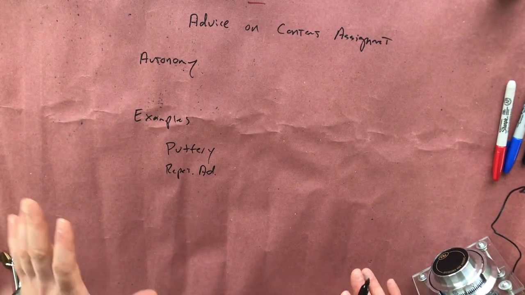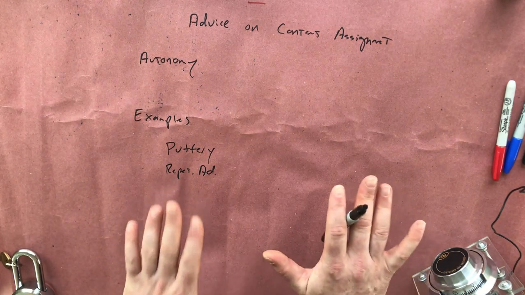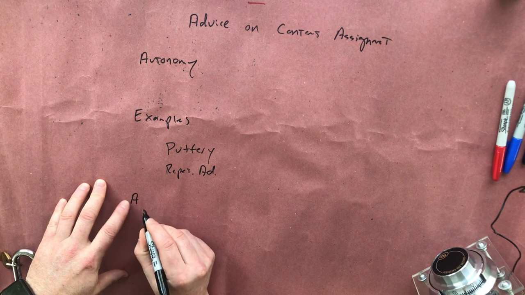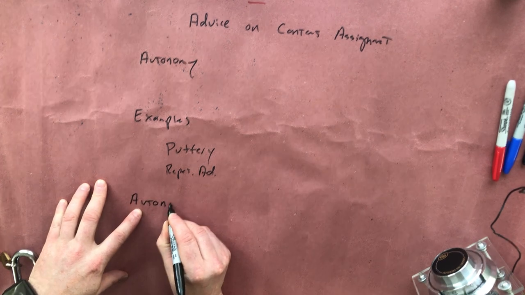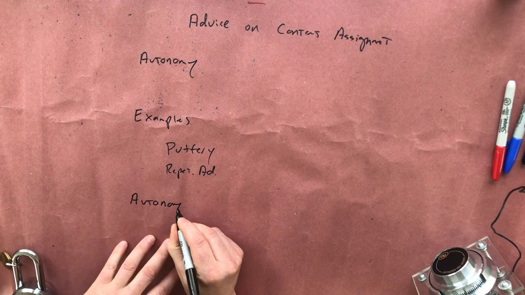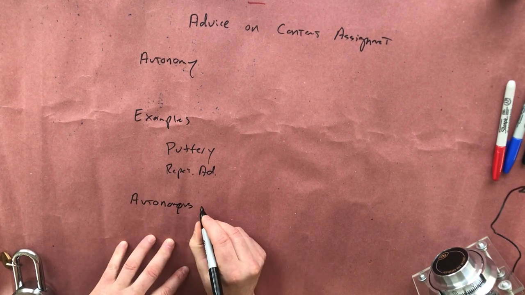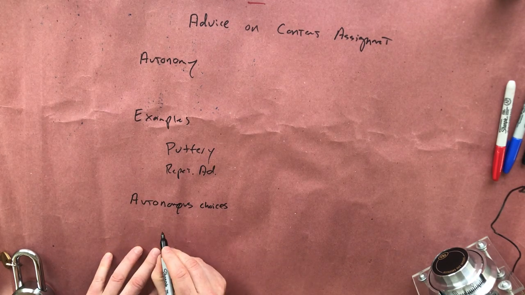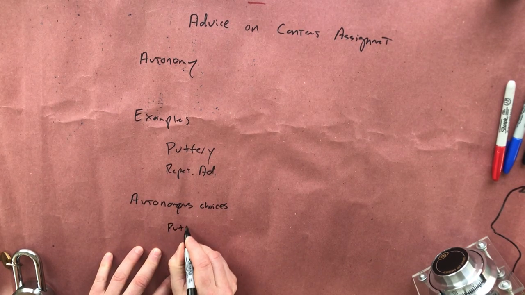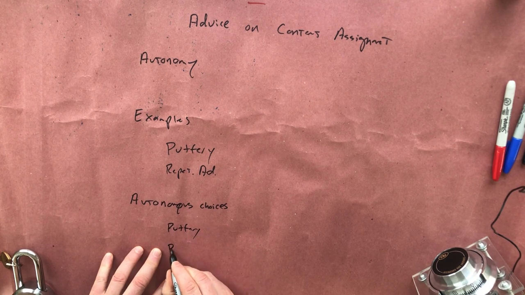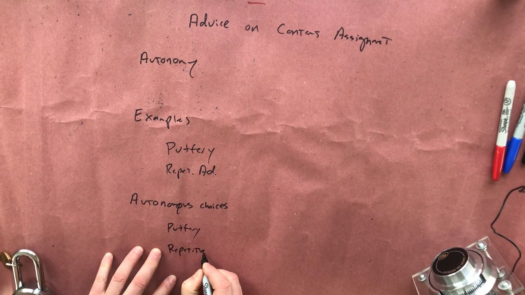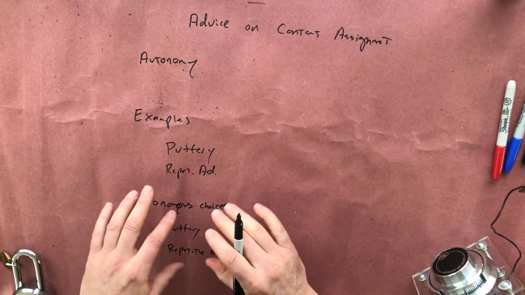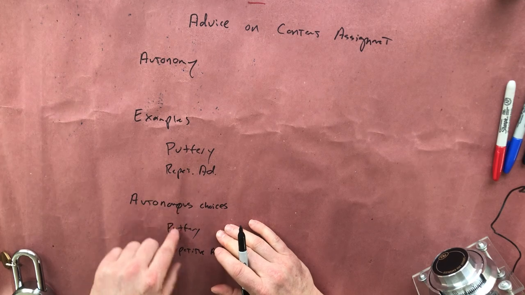So the next thing you're going to need to do is talk about the two main arguments that I want you to focus on, the arguments about autonomous choices, and you're going to want to do two different things, right? The puffery and then the extension to the repetitive ads. And again, it's not even an outline really, you just want to put a bunch of spaces in between here.